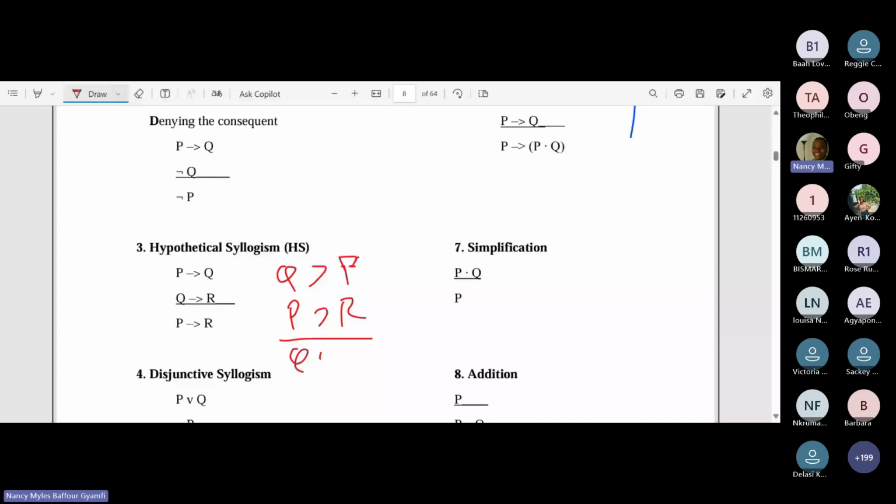Q conditional R, or Q then R. All you have to notice is this: P is the intersection.